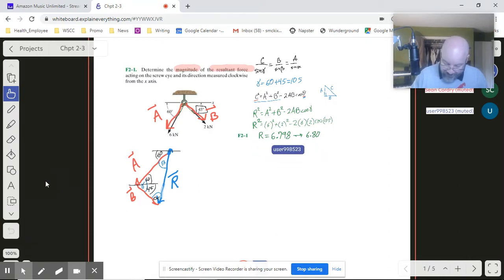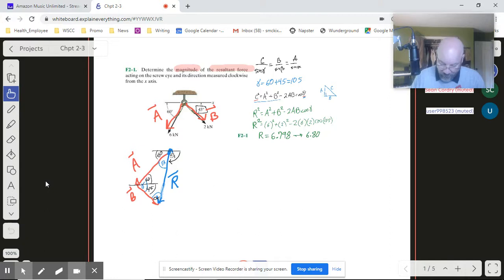And we've got the magnitude of our vector. But it also says its direction measured clockwise from the x-axis. Okay, so let me scoot around over here just a little bit. The direction measured clockwise from the x-axis, which means we need this right there. So let me call that theta r. There's theta r for us.